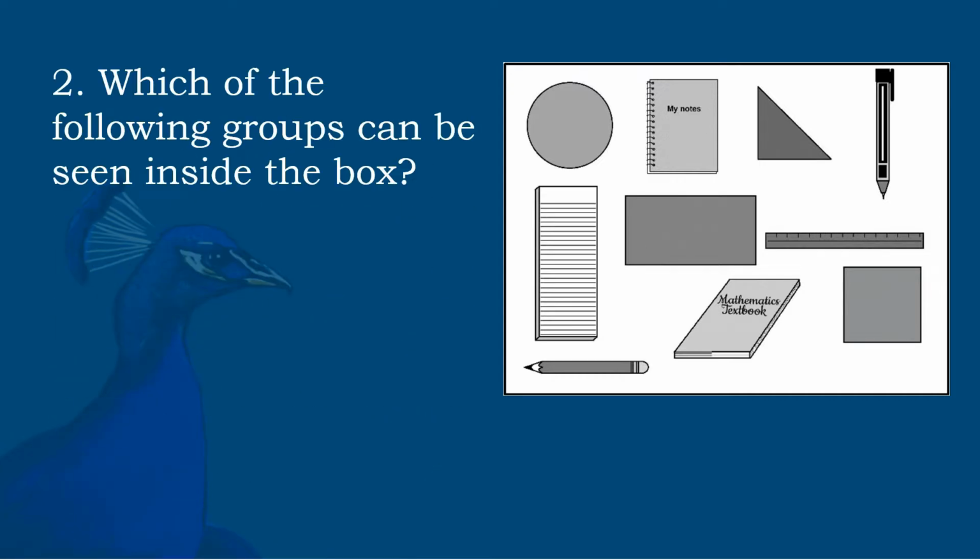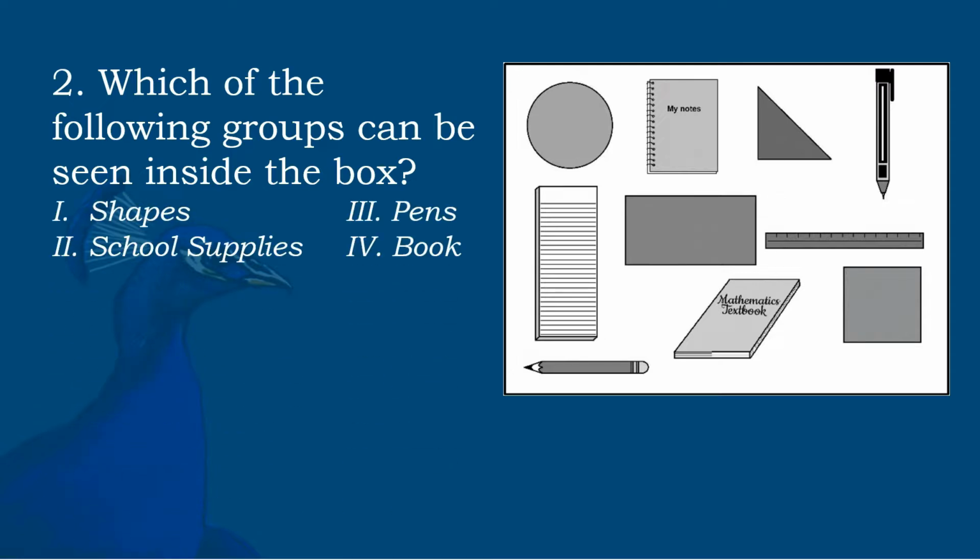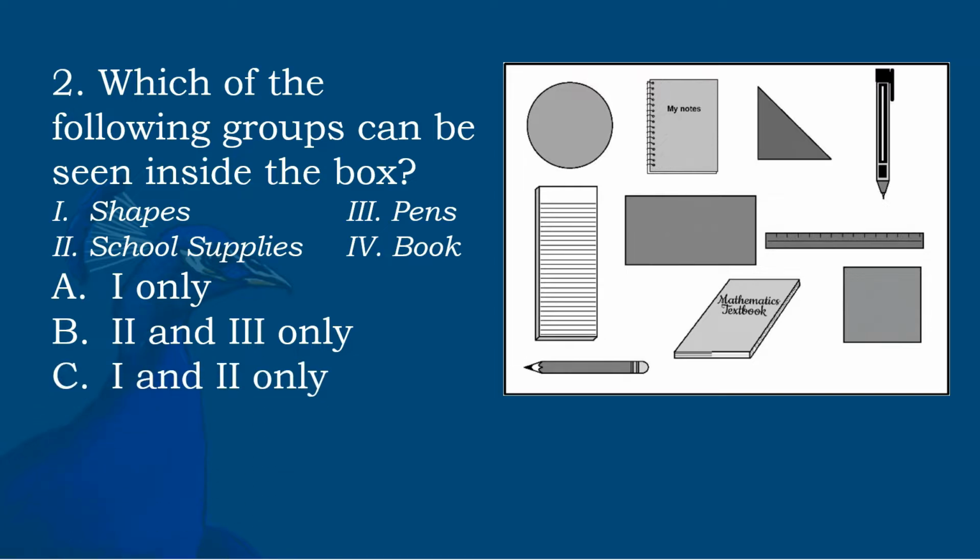Number 2. Which of the following groups can be seen inside the box? 1. Shapes. 2. School supplies. 3. Pen. 4. Book. A. 1 only. B. 2 and 3 only. C. 1 and 2 only. Or D. 3 and 4 only.